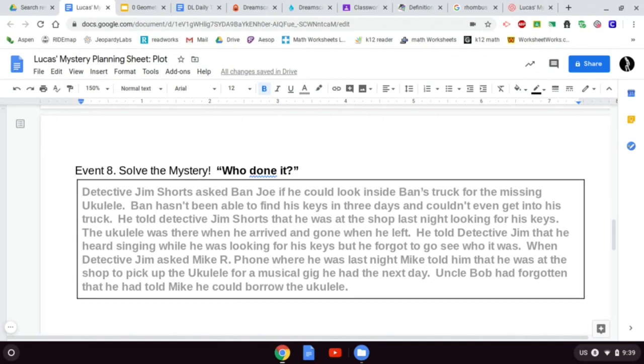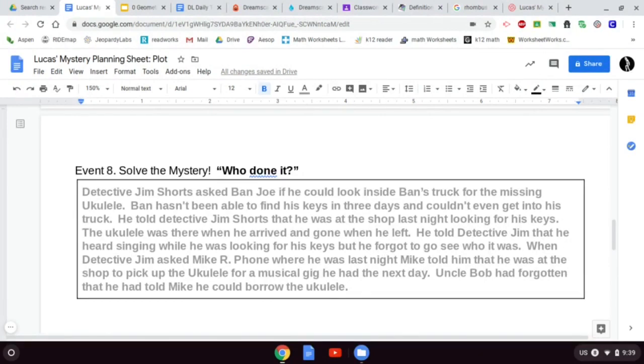He told Detective Jim Shorts that he was at the shop last night looking for his keys. The ukulele was there when he arrived and gone when he left. He told Detective Jim that he heard singing while he was looking for his keys, but he forgot to see who it was. See, he forgot. Banjo is constantly forgetting things. See how that all kind of works together on that one?